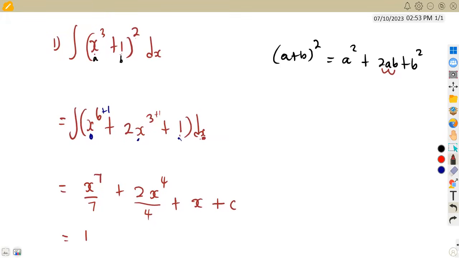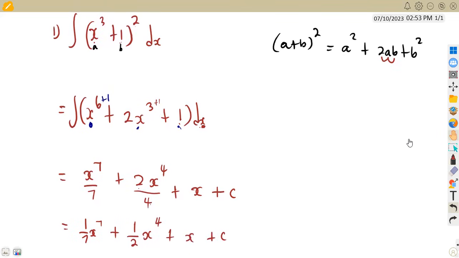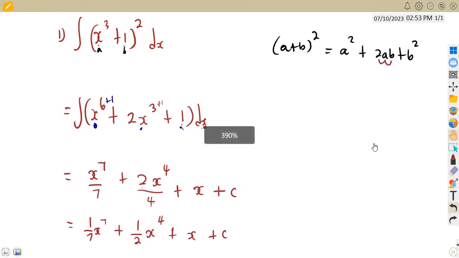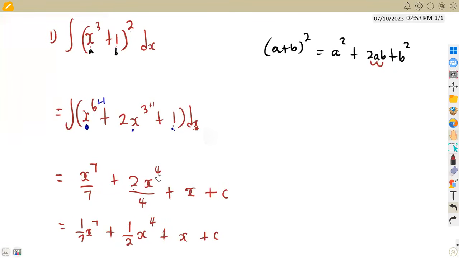So this is the same as 1 over 7 x to the exponent of 7 plus, we can reduce 2 divided by 4. That is going to be 1 over 2 x to the exponent of 4 plus x plus c. So you can just simplify your final answer in this case. All right, so this is how we are supposed to attempt the first question, whereby we are using the general rules that we have on our standard form of basic exponents or powers of x in this case.